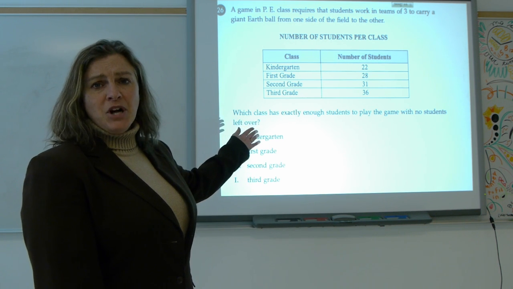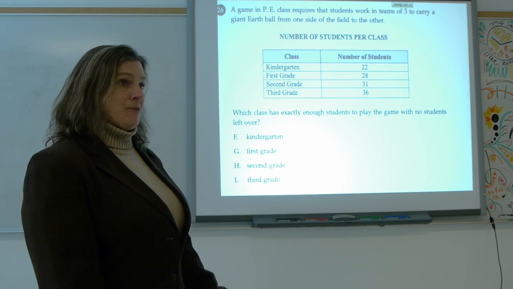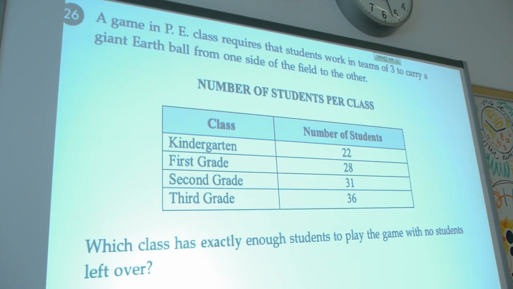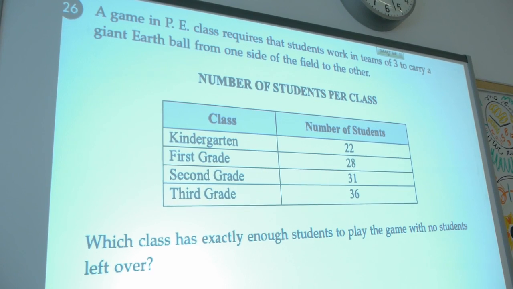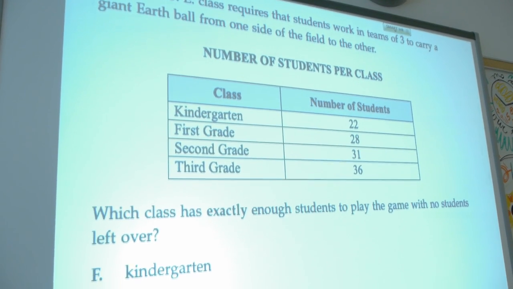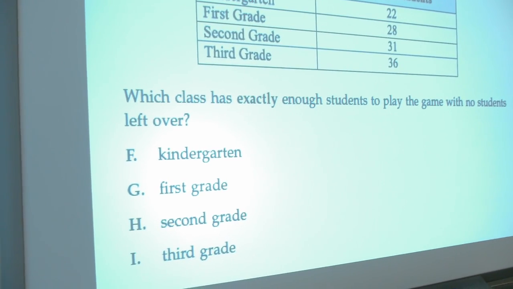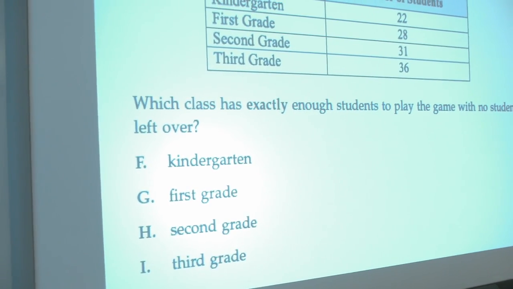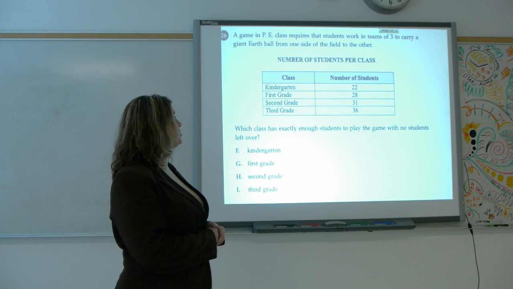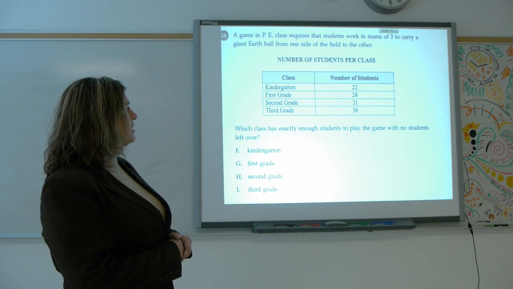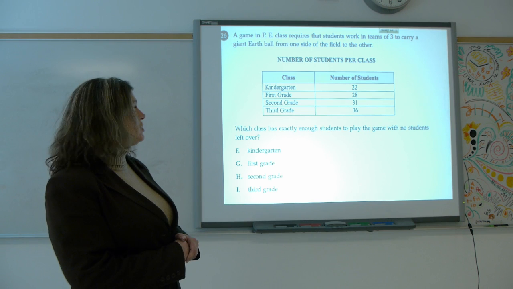So here I started. This is an example of a low-level item that is good. It's geared towards third or fourth graders, I believe. It says, a game in a PE class requires that students work in teams of 3 to carry a giant earth ball from one side of the field to the other. And then there's a chart that shows each class, kindergarten through third grade, and the number of students. And the question asks, which class has exactly enough students to play the game with no students left over?